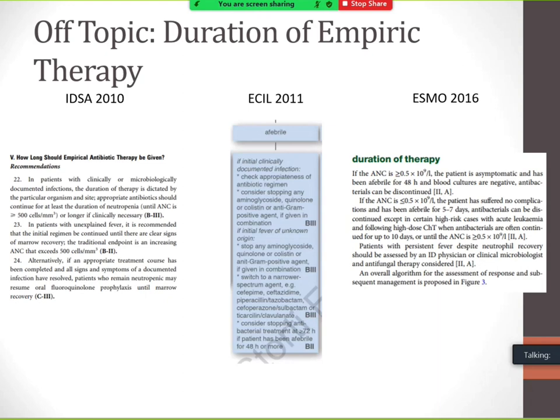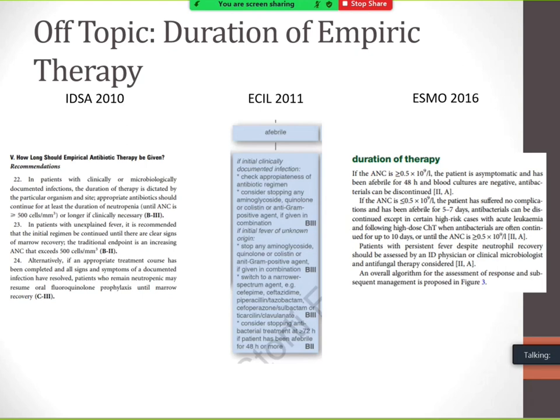These are the three guidelines that are out there. We've got IDSA from 2010 on the left. They basically tell you when you find an infection, you can treat whatever is clinically appropriate for that infection, pneumonias, urine infections, bacteremias. Or you can just wait till their neutropenia resolves. That's the traditional endpoint that we've been using for most immunocompromised neutropenic fevers.